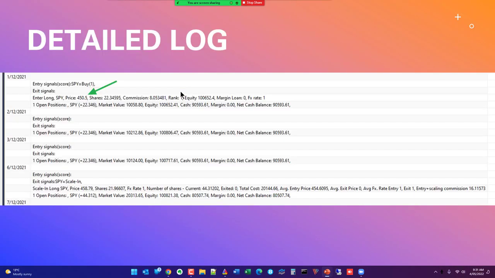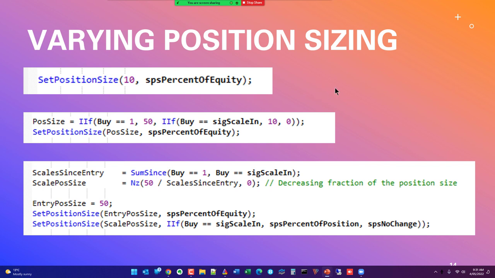And now we've had a look at the detailed log. So the next thing that usually comes to mind is, well, what would happen if instead of buying all my positions at the same size, I actually varied them? So we'll have a look at a couple of different examples of that. The first is the one we've just had a look at, where everything's uniform. The initial entry and all the scales are all uniform at 10%.